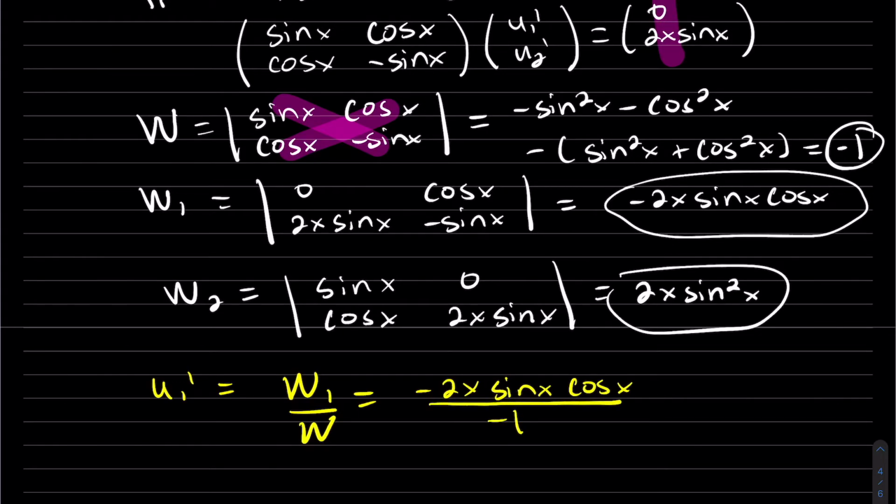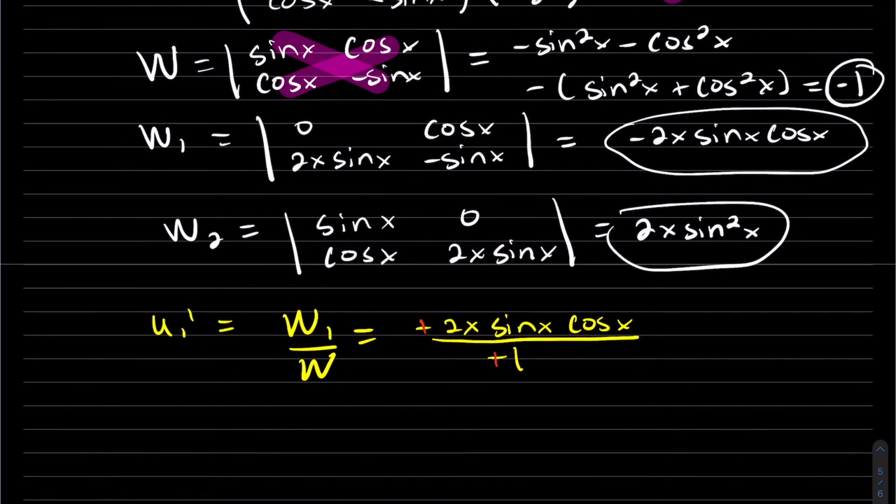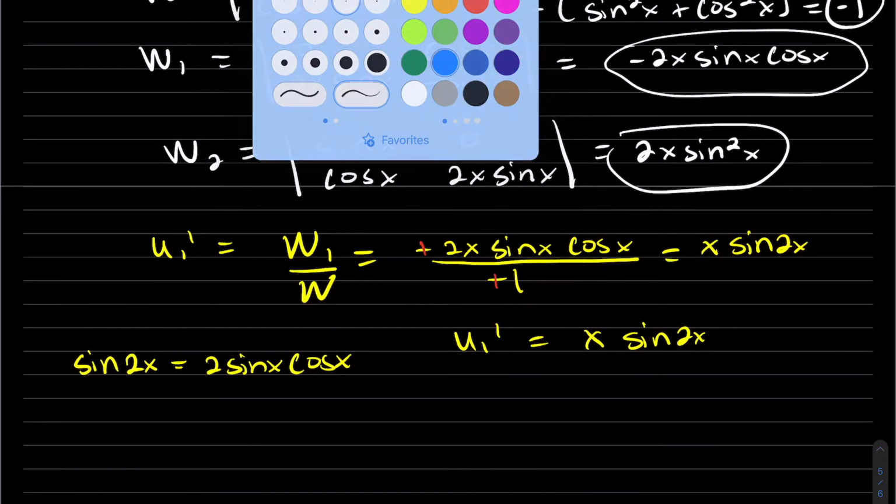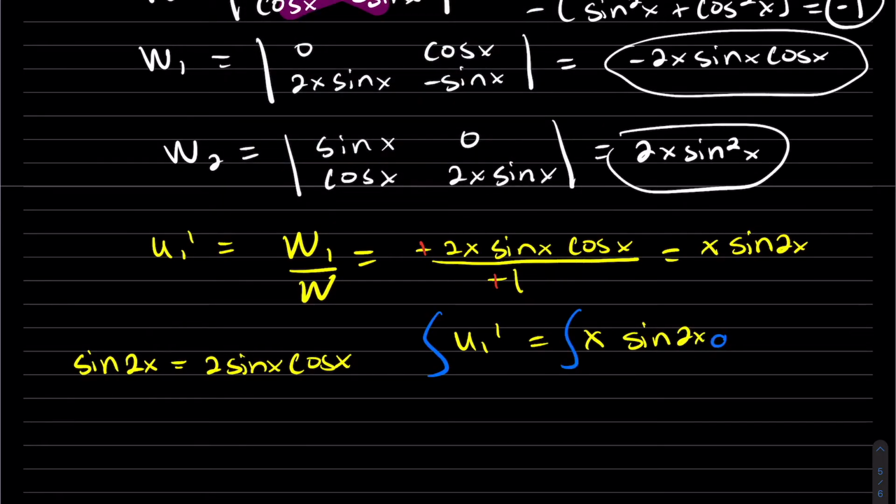Minus 1, so the negatives are going to cancel. Now also, if you remember, sine of 2x is equal to 2 sine of x cosine of x. That's a trig identity. So I'm going to simplify this to be x sine of 2x. Okay, so u1 prime equals x sine of 2x. And I will integrate both sides in terms of x.